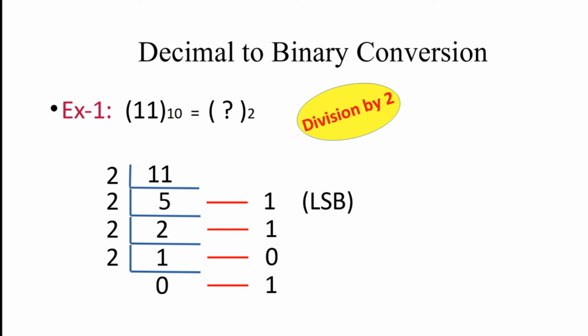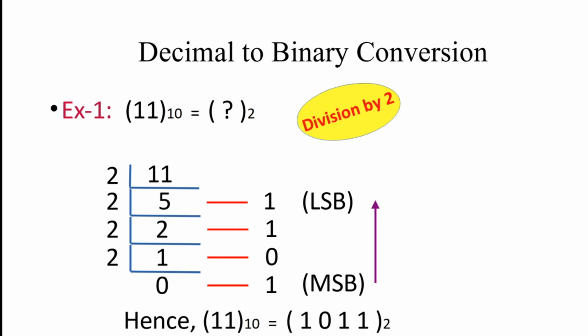This one is known as the most significant bit or the MSB. Now we have to read off. So the binary equivalent of decimal 11 is 1011.